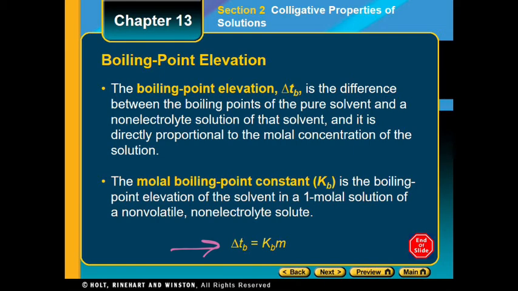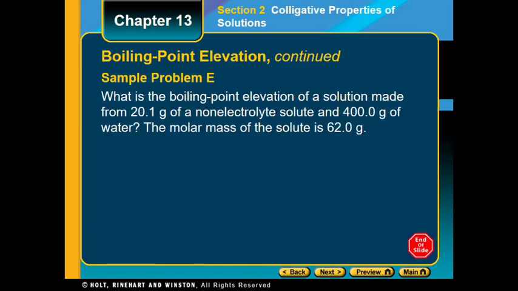So let's go make a calculation here. Write this problem down. What is the boiling point elevation of a solution made of 20.1 grams of non-electrolyte solute? Again, non-electrolyte just means that particular solute is not going to break apart in solution, so it doesn't change our boiling point any more than an electrolyte would. So 20.1 grams of solute into 400 grams of water, and the molar mass of the solute is 62 grams. Notice it gave us the molar mass of the solute, but it doesn't actually tell us what the solute is. But based on the values, we're going to be able to calculate molality. So let's go work this out.